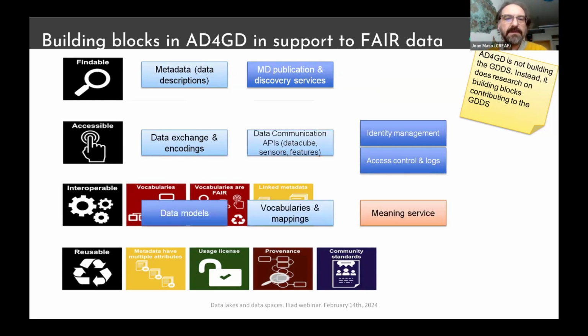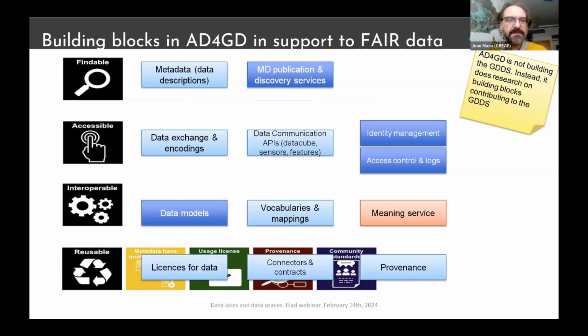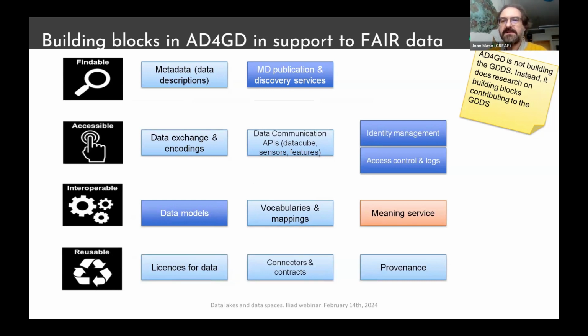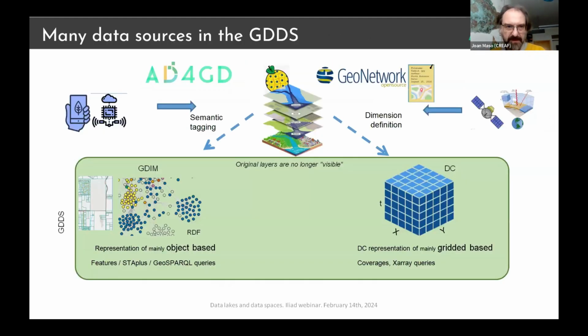About interoperability, we're talking here about data models and vocabularies and mappings, and something that in our project we call the meaning service, where essential variables and other kinds of vocabularies are key. And about reusability, or to increase reusability, we need licenses for data, these kinds of contracts that are somehow implemented in practice using something called connectors, and provenance tracking of the data lineage.